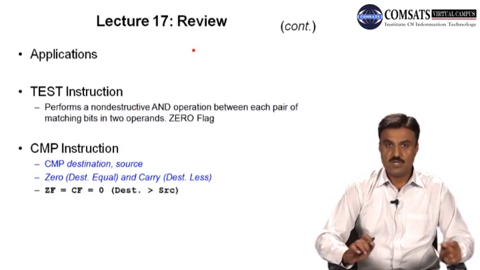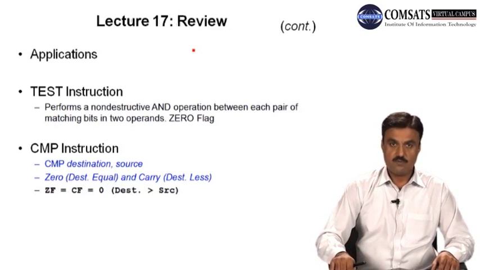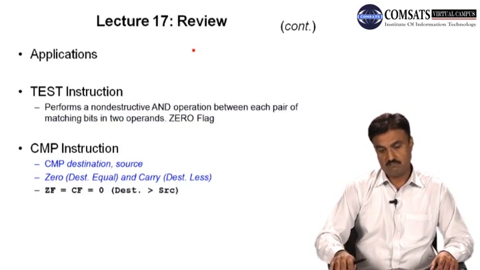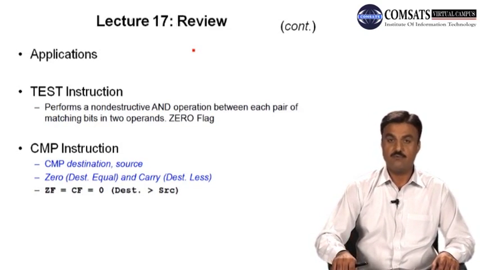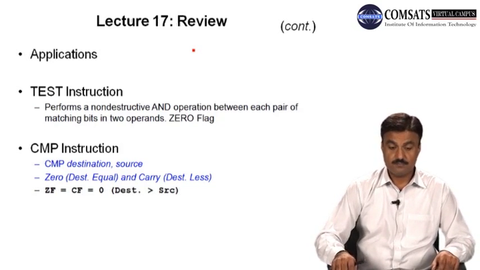It will not make any changes inside these two registers whatever the result is, and between these two registers it performs the AND operation, and if these two operands are equal, then the zero flag will be set and so on. The next instruction was the compare instruction.